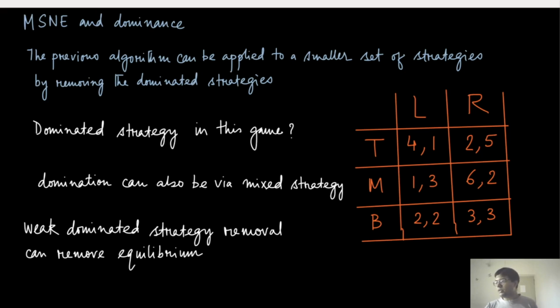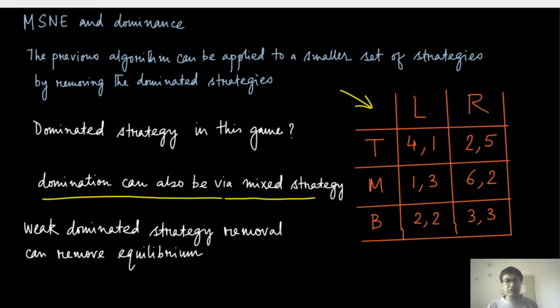So maybe pause the video for a while and think about, in this game on the right, does there exist any dominated strategy? If you just go by the pure strategies, you will see that there does not exist any strategy which is dominated by another pure strategy. But here we are making the point that domination can also be via a mixed strategy.